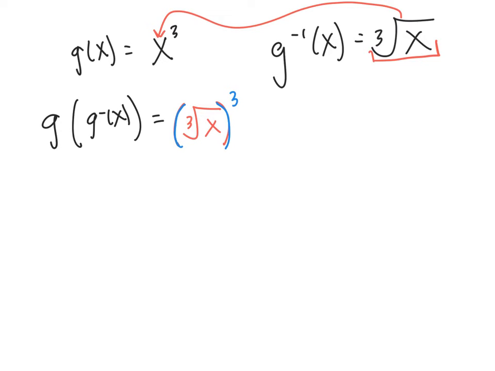So now, just really quick, simplify that. When you have the cube root of something and cube it, those cancel out, and you just end up with x. So that means in one direction it worked. Now we have to do the other.